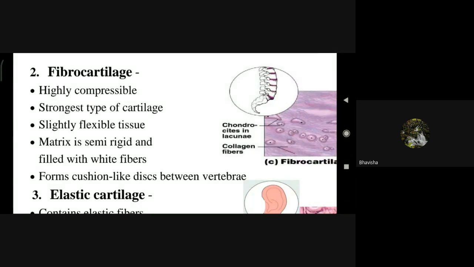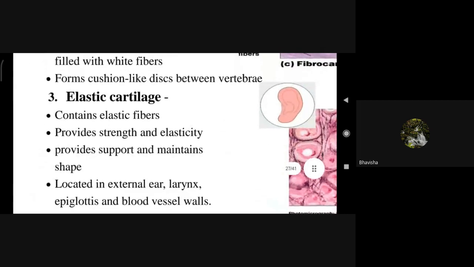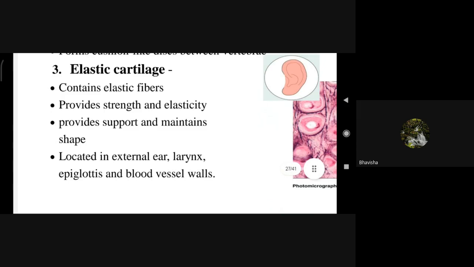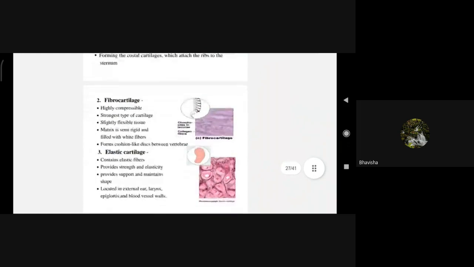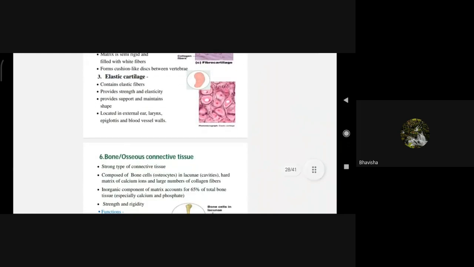Slightly flexible tissue, the matrix is semi-rigid and filled with white fibers. It forms cushion-like discs between vertebrae. Elastic cartilage is the next one. It contains elastic fibers, provides strength and elasticity, provides support and maintains shape. It is located in the external ear, larynx, epiglottis and blood vessels. So these are the three types of cartilage we have found, and our cartilage connective tissue ends here.